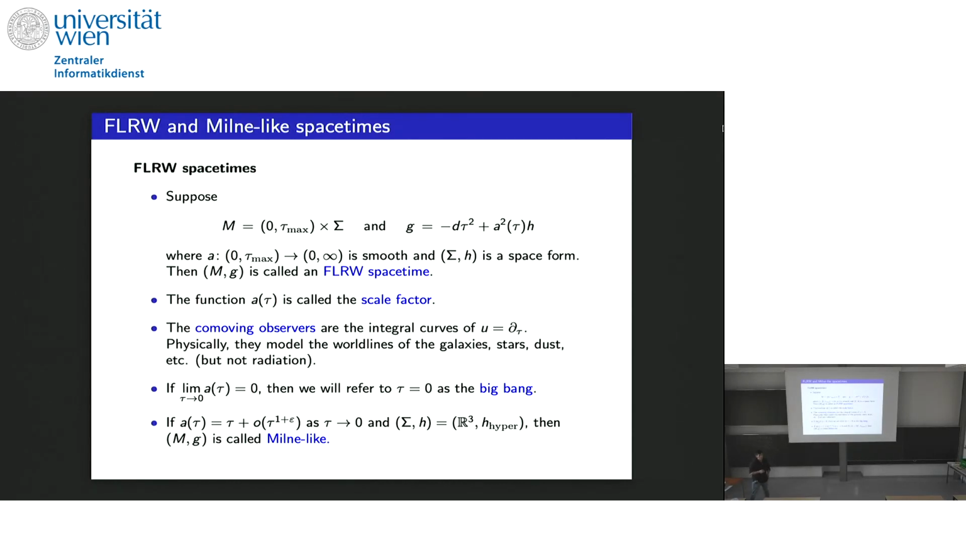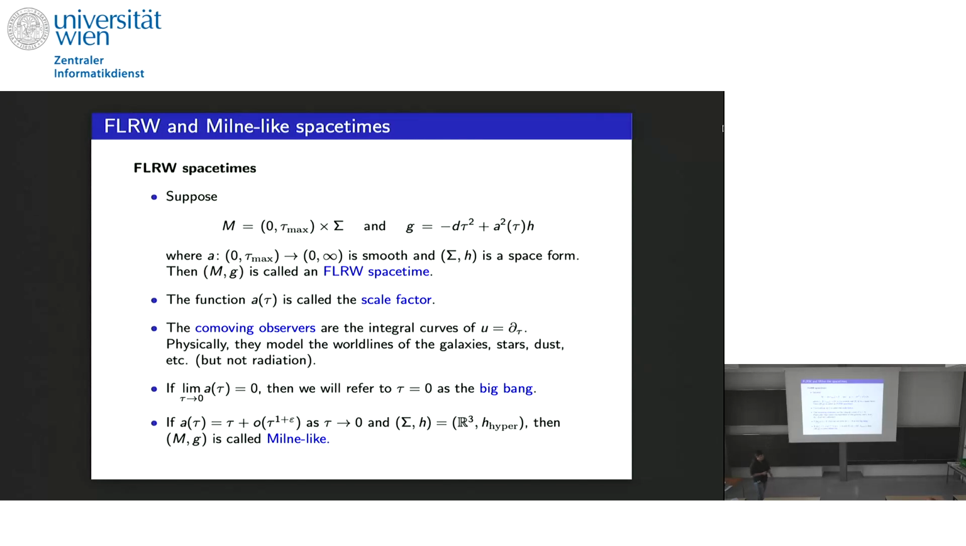Okay, so FLRW spacetimes. Consider a spacetime given by this warped product here. The scale factor a, we're going to assume is smooth, and then to be an FLRW spacetime, you assume this Riemannian manifold here is a space form, that is, a complete Riemannian manifold with constant sectional curvature. In that case, this is called an FLRW spacetime.